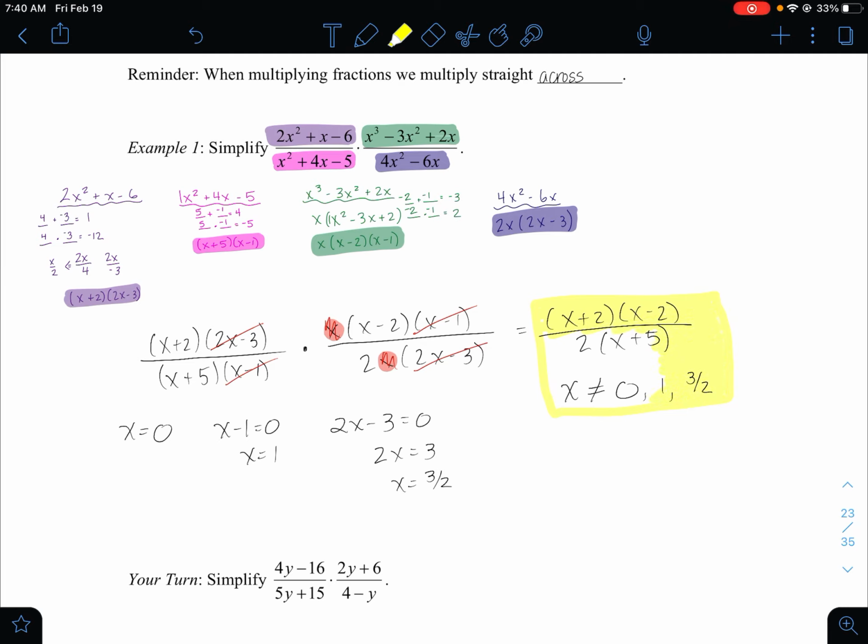Again, you could also write down that x cannot equal negative 5, but that is our implied domain since we can still see that in the denominator, but it is not wrong to write.